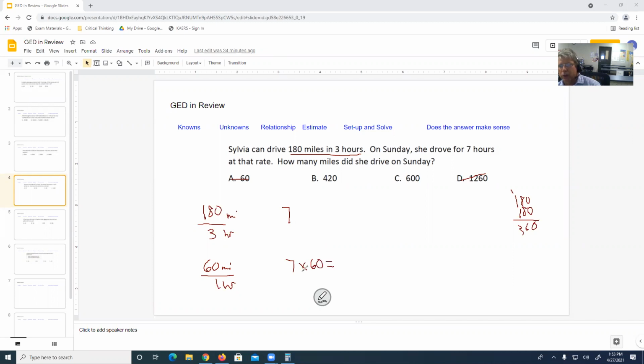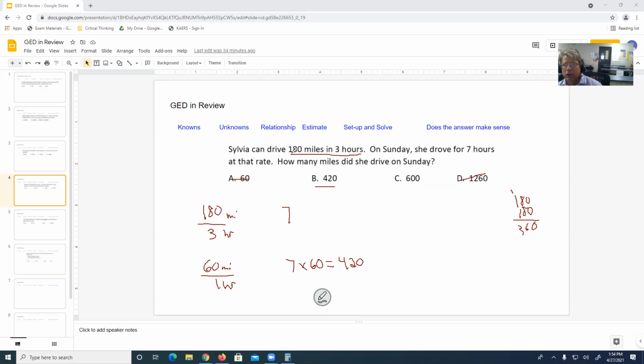And 7 times 60, well, I can just do 7 times 6 is 42 and then add that 0. That's going to be 420. Well, you don't need a calculator for that one. So 420 miles would be the total miles that she drove on Sunday. And that kind of fits in with my thinking. So that's what we kind of pick up on.